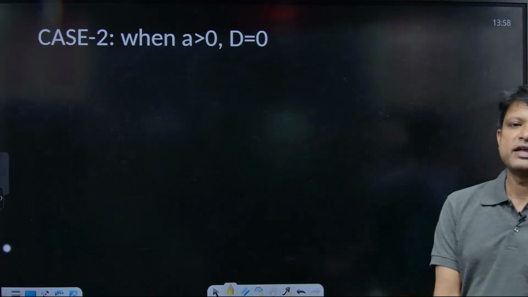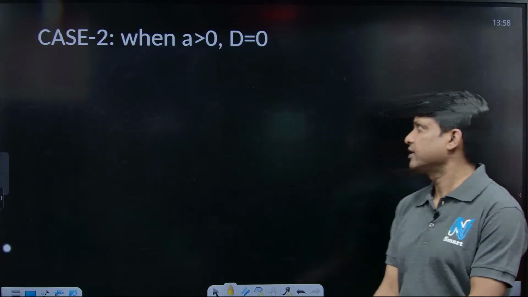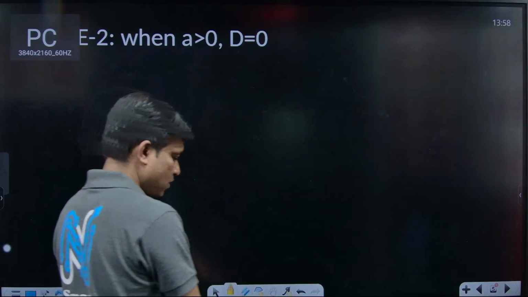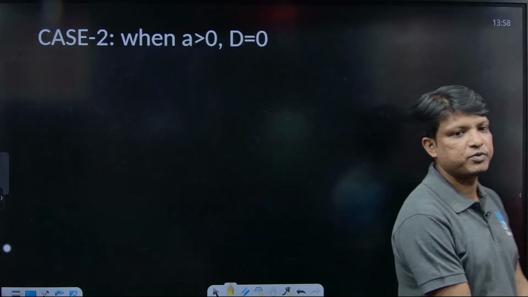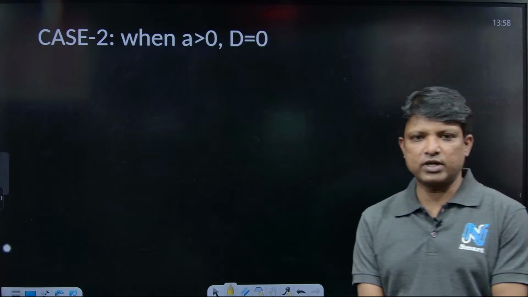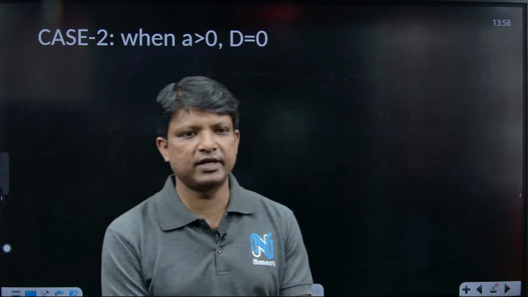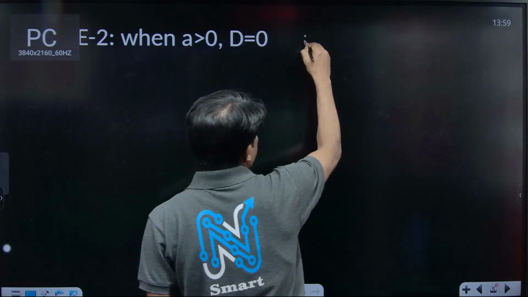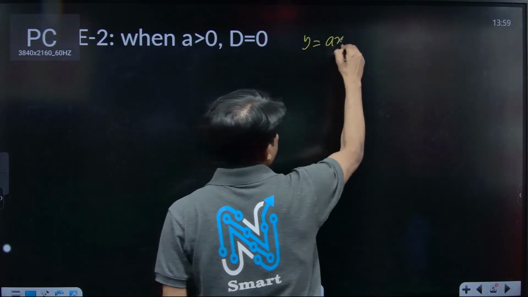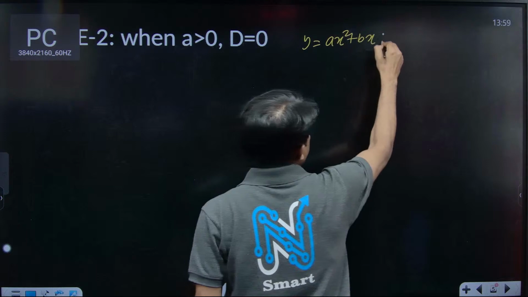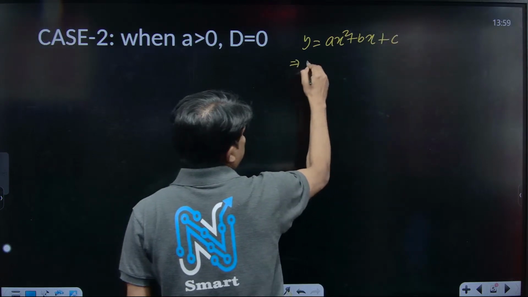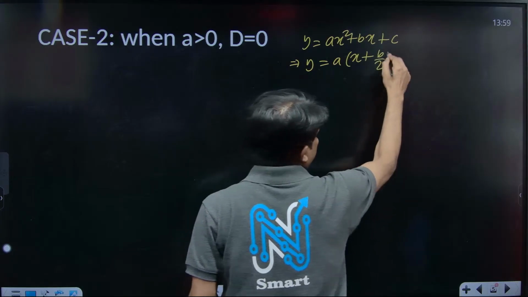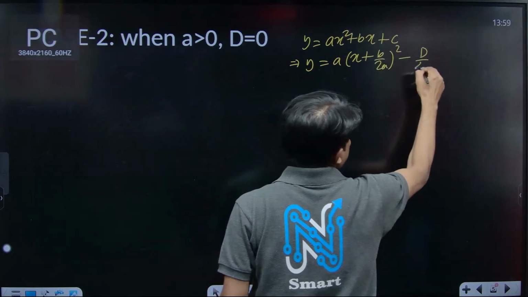Now the next case: the quadratic expression when a is positive, already known, is an upward parabola, and when D is equal to 0. We have already studied the nature of the roots: discriminant 0 means equal real roots. The quadratic expression y equal to ax square plus bx plus c is transformed to y equal to a into (x plus b by 2a) whole square minus discriminant by 4a.